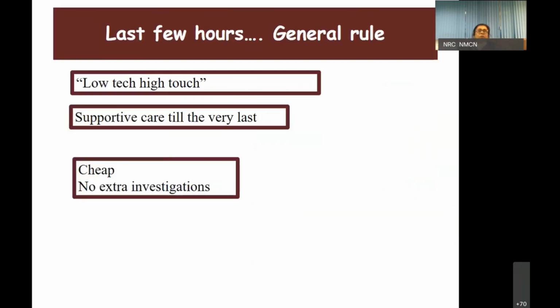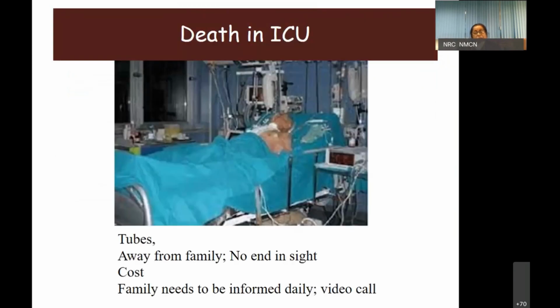The general rule is that when we are approaching the last few hours of the patient's life in a chronic illness, then low tech and high touch is a better thing. Keep providing supportive care till the very last, whatever you can do, even if it is to take care of the breathlessness by giving some oxygen. Keep the investigations to a minimum, keep the cost to a minimum. That is what is required.